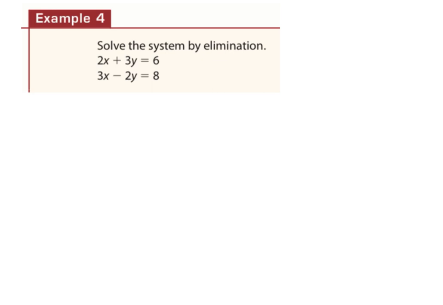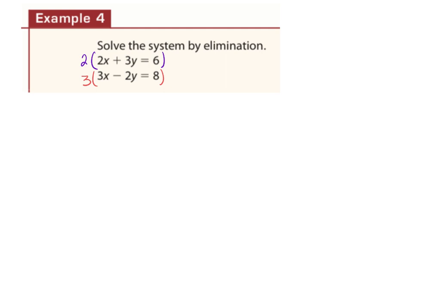So I need both of those to be 6, and I need to be 6 with one of them positive and one of them negative, okay? And so to get this top equation, I need the 3y to be a 6. What do I need to multiply it by? 2. And for this bottom equation, I need the negative 2y to be a negative 6. What do I multiply that by? 3. And that's what I'm going to do.